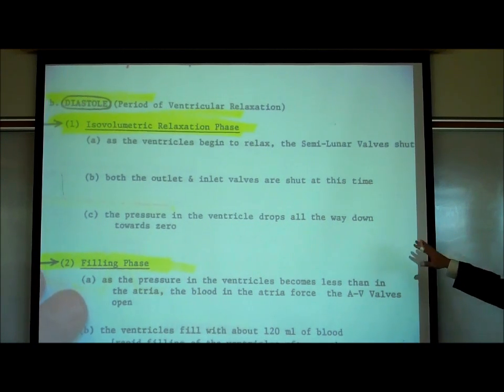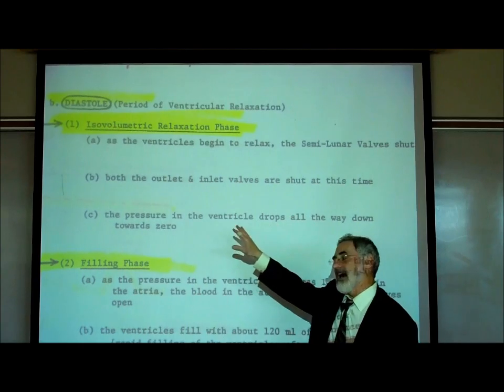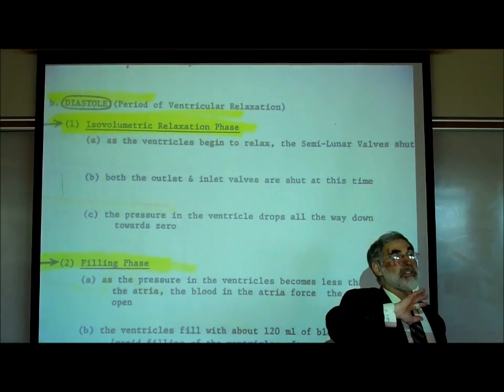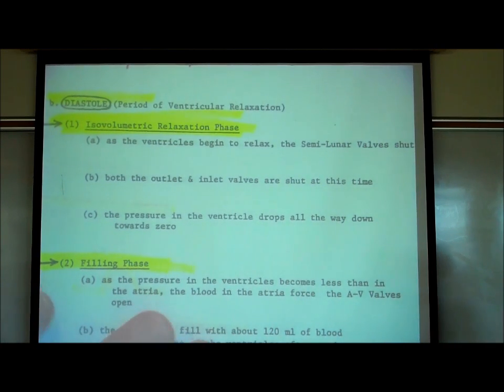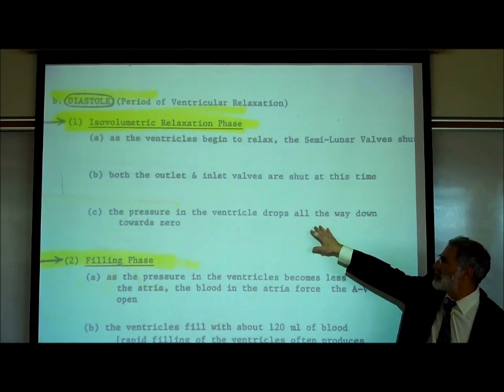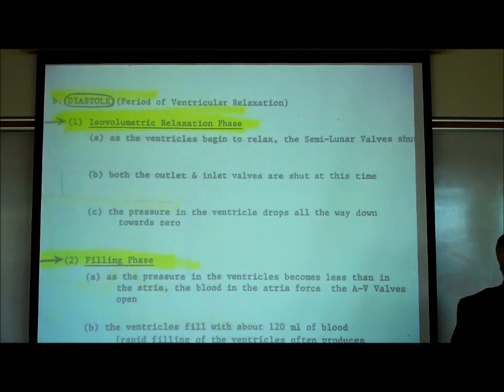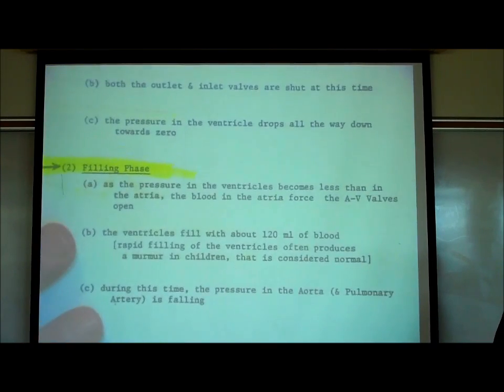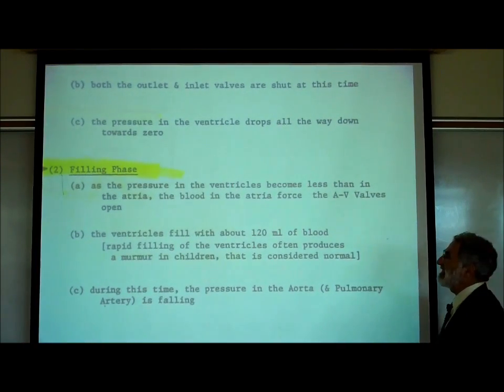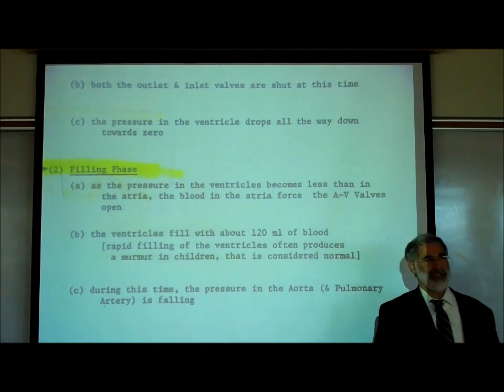so during isovolumetric relaxation phase, just like isovolumetric contraction phase, all the valves are shut. That's why it's isovolumetric. No blood's going in, no blood's going out. The pressure during this time drops all the way down to 0. You'd say, what does 0 mean? Atmospheric.